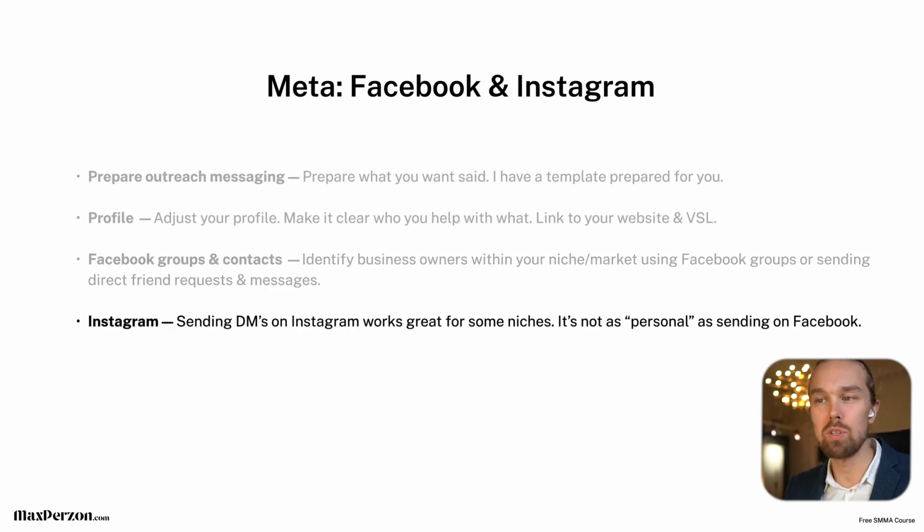Instagram. Sending DMs on Instagram works great for some niches. It's not as personal as sending a DM on Facebook. And the really cool thing about Instagram is that you can always send a DM to somebody, even if you're not connected with them. And those DMs are going to be easier to see on Instagram versus on Facebook. You can still DM people on Facebook if you're not a friend, but more often than not, you don't even get a notification when you do that. So it's more powerful to utilize Instagram in that aspect. Also, it's more socially acceptable to send DMs to strangers on Instagram than it is on Facebook. People see Facebook more as a platform for friends and family, and Instagram is a place where you can showcase what you do in your life. You can talk with strangers more.